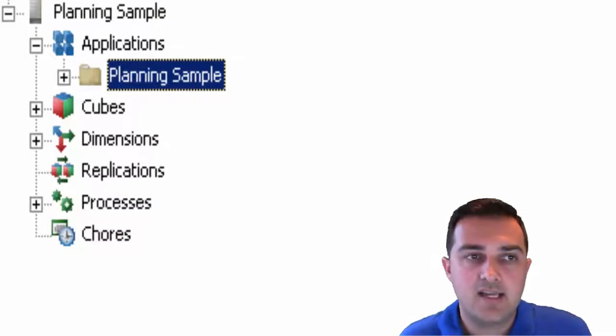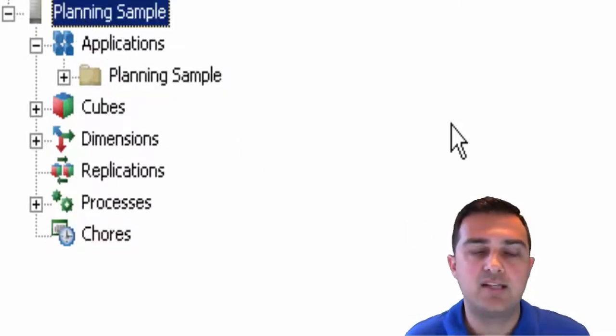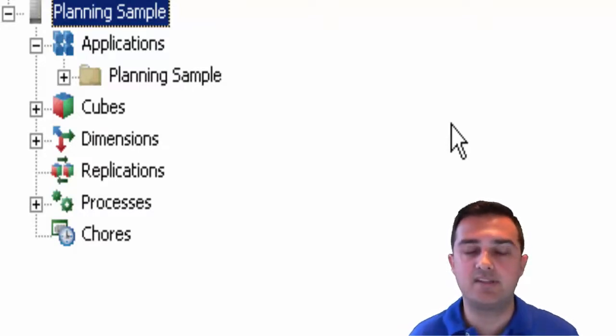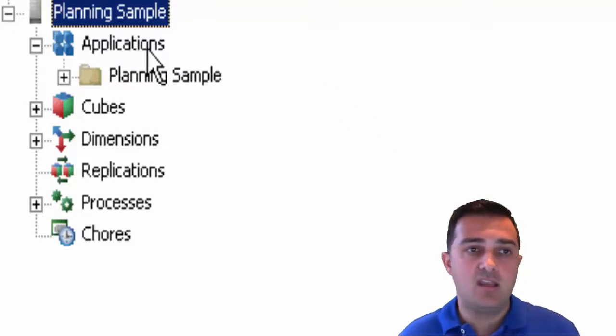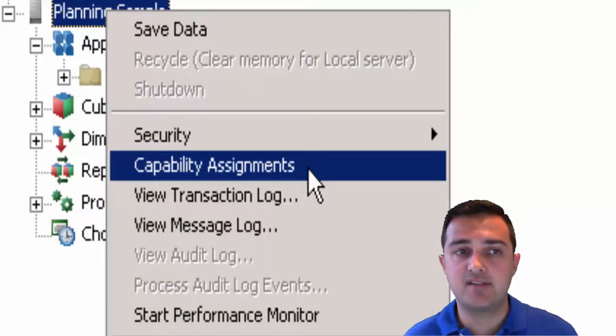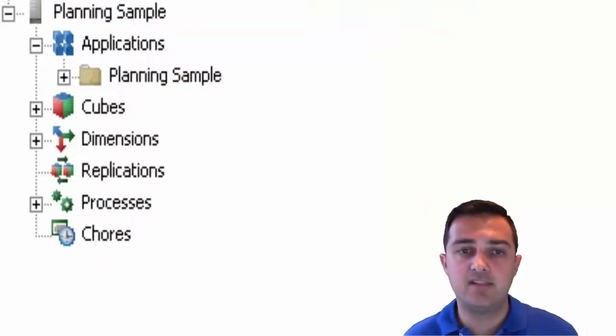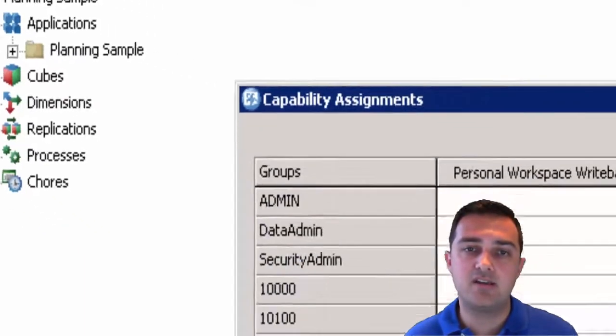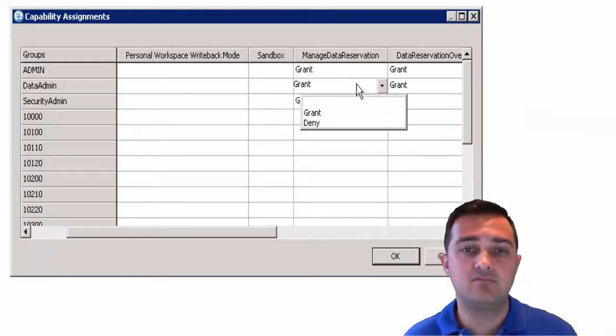So here we are, we're logged into Architect. We're going to use a planning sample TM1 instance. This is a sample that's available when you install TM1. If you don't have it, you can just rerun your install and you'll be able to install the samples there. If I right click on the instance, I'll see capability assignments as one of the menus here. Capability assignments lets us define, by group, all the different features. And notice you can say grant or deny or none.